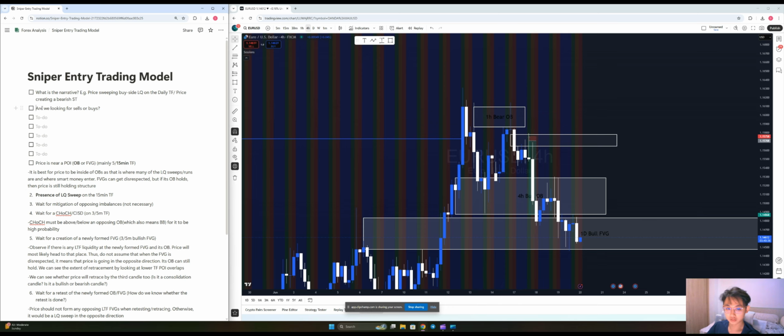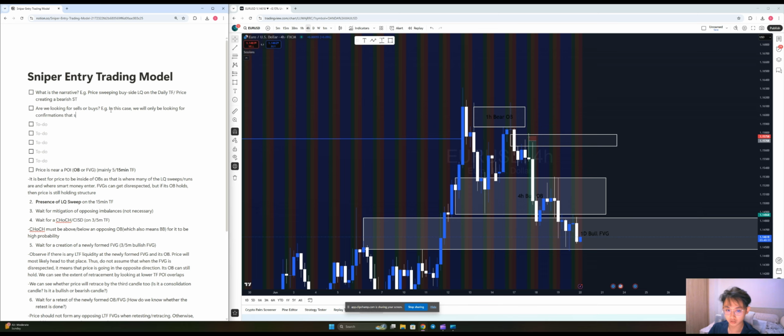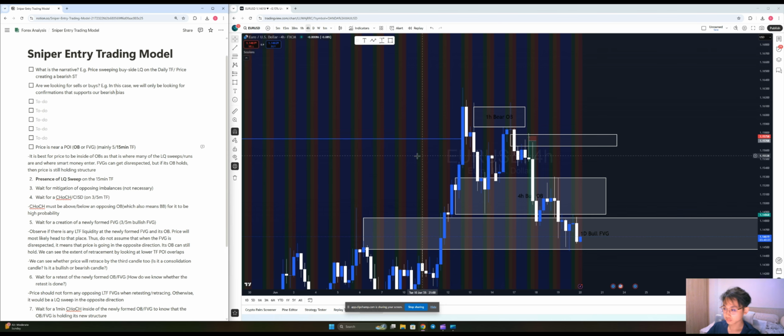Next, are we looking for sells or buys? In this case, it'll be sells. So we will only be looking for confirmations that support our sell bias, or bearish bias.